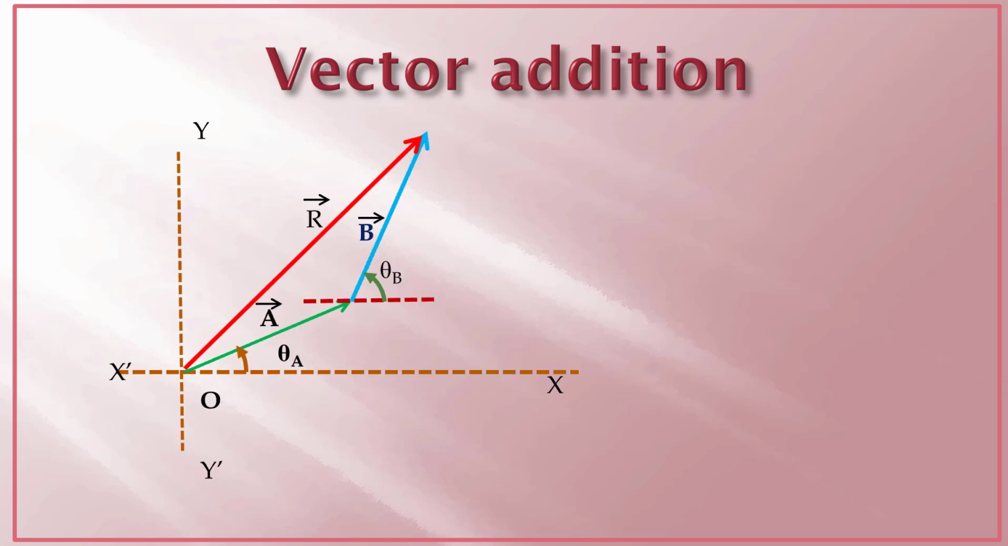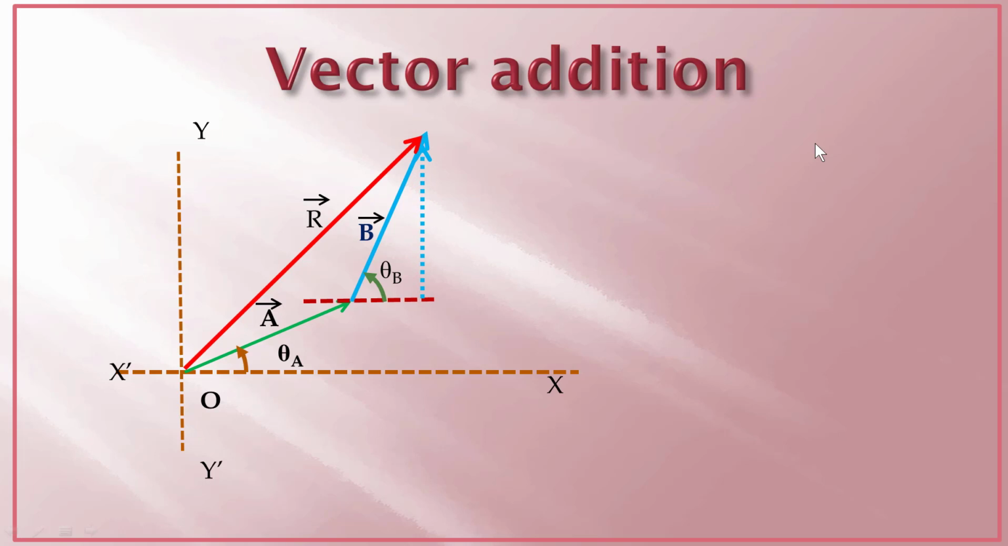Then by the simple head to tail rule, we will draw a vector from the tail of the first to the head of the last vector. This is the resultant vector of vector A and vector B, which are drawn to the scale. Then we know that rectangular components are those components which are perpendicular to each other, and to draw the rectangular components we have to resolve the vector by drawing its projection along the x-axis and y-axis.